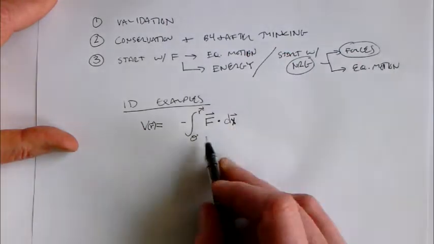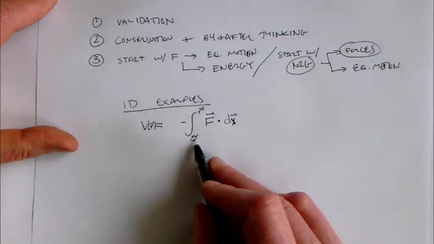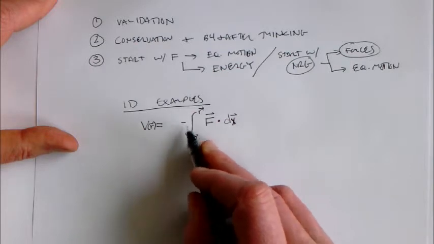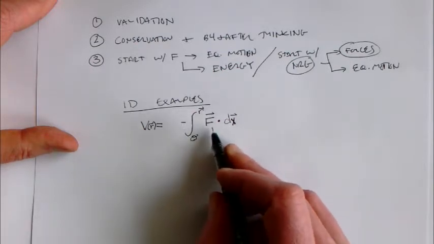And we're walking along some path to get from the origin point to the point R, and asking the question, with this negative sign, how much work do we have to do? That is, we're pushing against the force that the interaction is causing.